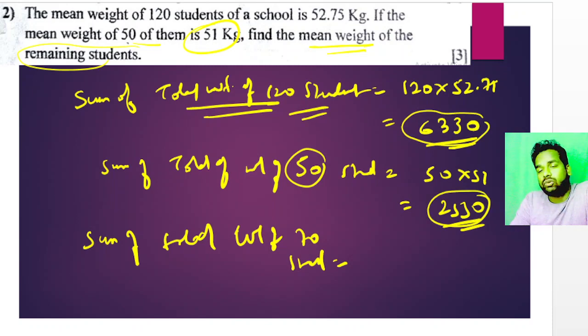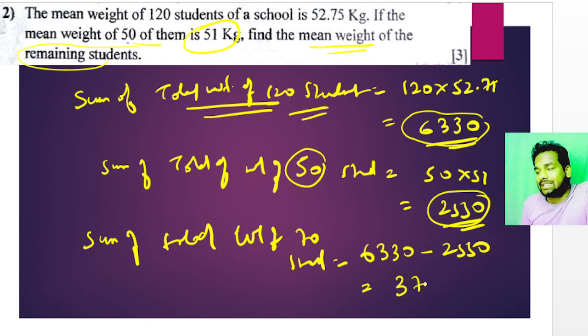Because the total weight of 120 students is given, and the total weight of 50 students is given, if you subtract these two values, you will get the sum of the total weight of 70 students. This is the concept. So you will write 6330 minus 2550. If you subtract this value, it will come as 3780.